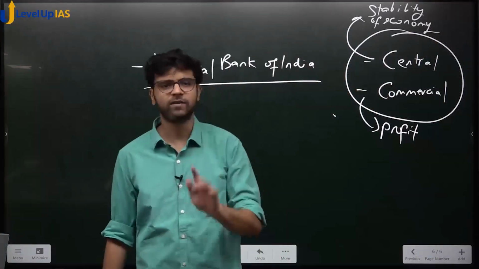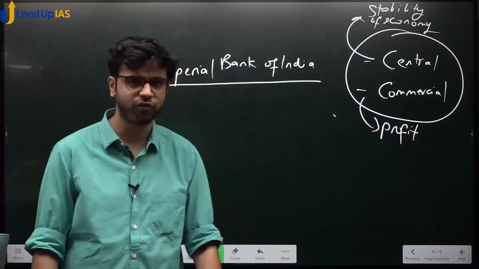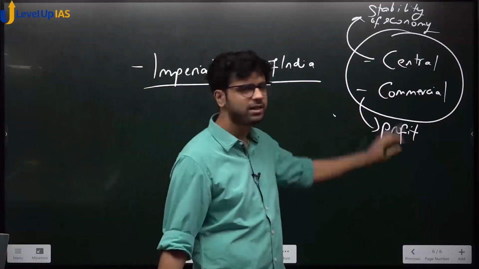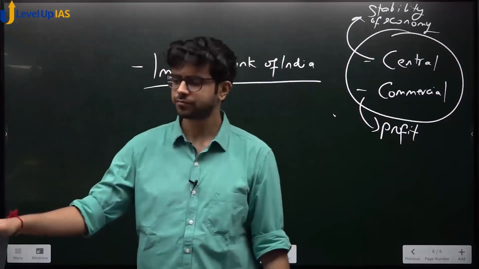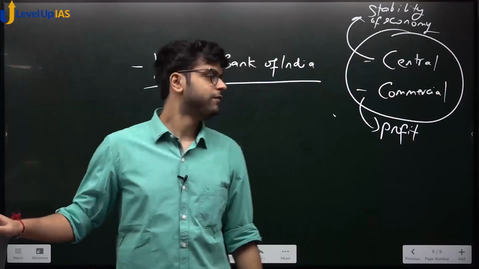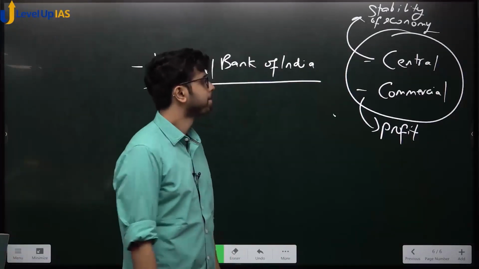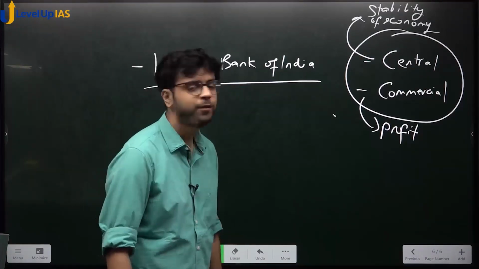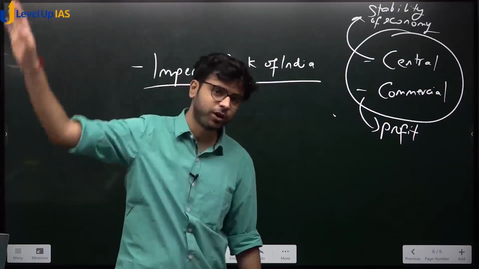Normally, a country has only one central bank. In India, we have Reserve Bank of India. Normally, a country has many commercial banks. We have 21 commercial banks in India. Okay? Cool? Very good. Very important aspect I am trying to tell you now. Very important.